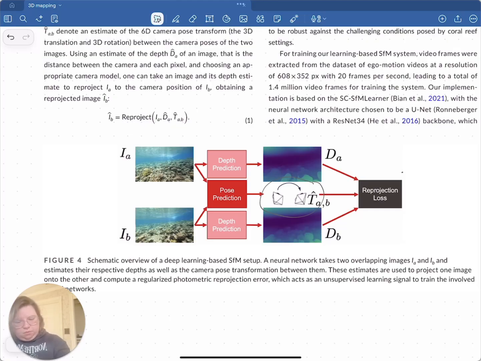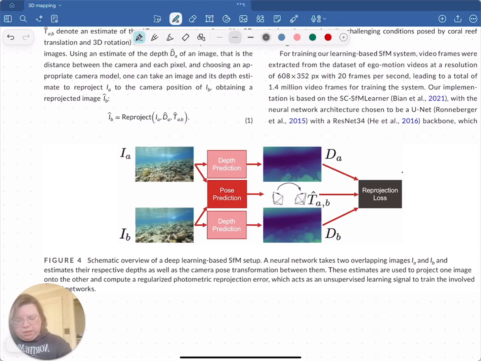Now, it sounds like a fairly standard setup for a deep learning base. But this is interesting because it reminds me of early on in the class when we had that depth network that was kind of similar to this. This is going to do both depth and pose prediction at the same time, and it does this by training this neural network. They're using underwater data to help adjust it for this situation.